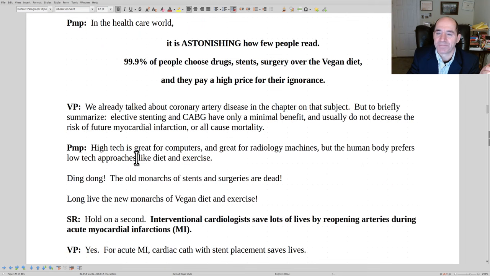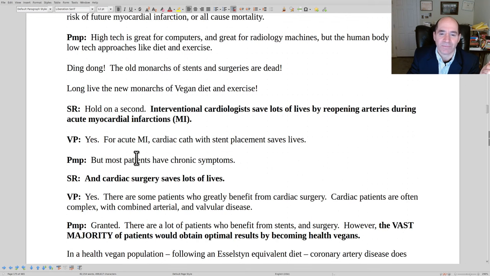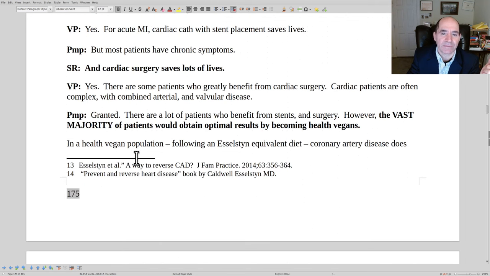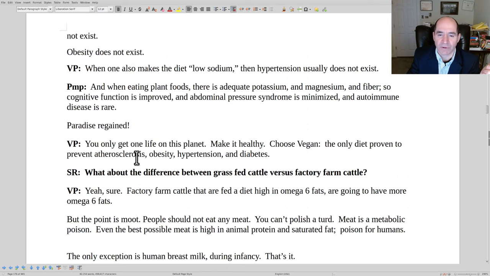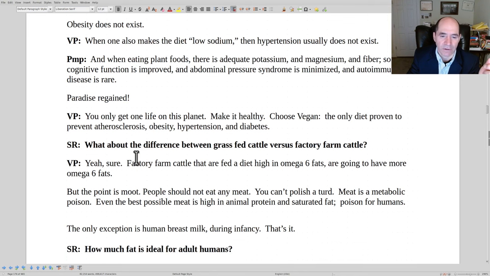Okay, let's see here. Okay, that was just going back over. The only thing that prevents coronary artery disease is the low-fat diet. All this other stuff, stents, pills, surgery, they don't cure it. They never cure it. Okay.